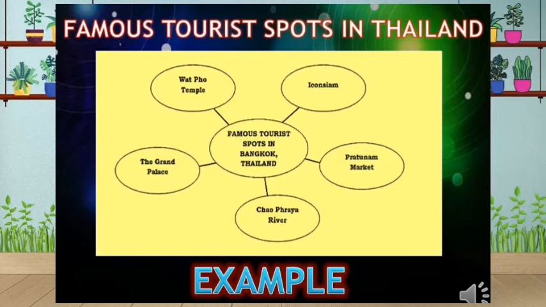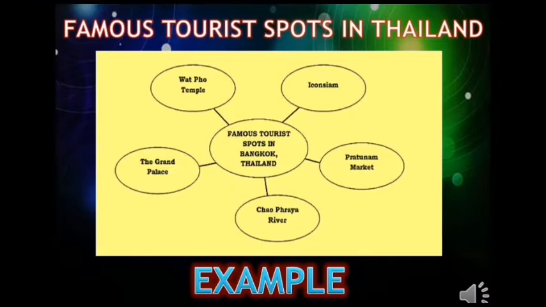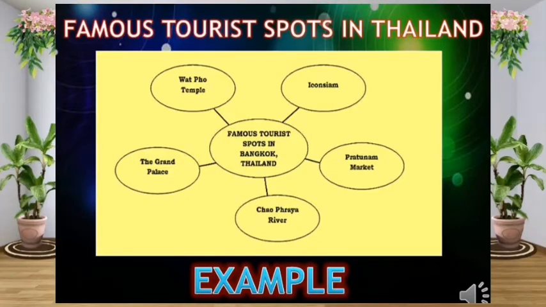So the above concept map shows the famous tourist spots in Bangkok, Thailand. These are 5 famous tourist spots found in Bangkok, Thailand. The first is the Grand Palace, the Pratunam Market, the Ekkamai, the Wat Pho Temple, and the Chao Phraya River. So these are the 5 most visited tourist spots located in Bangkok, Thailand.